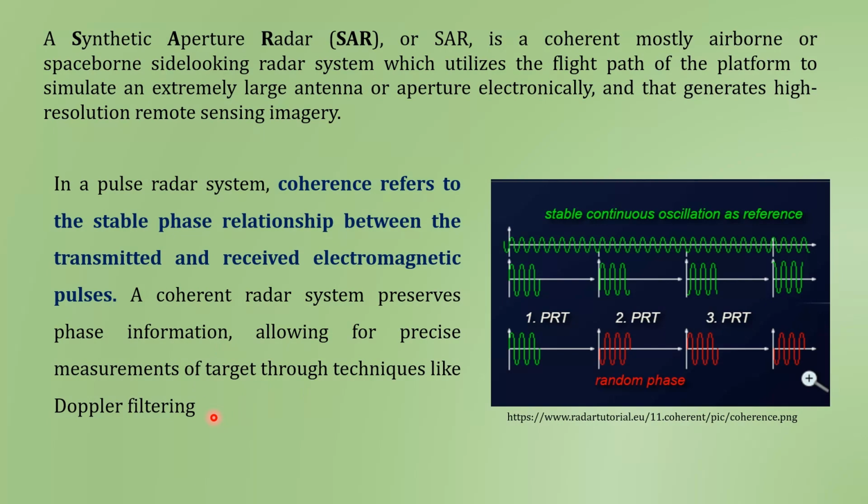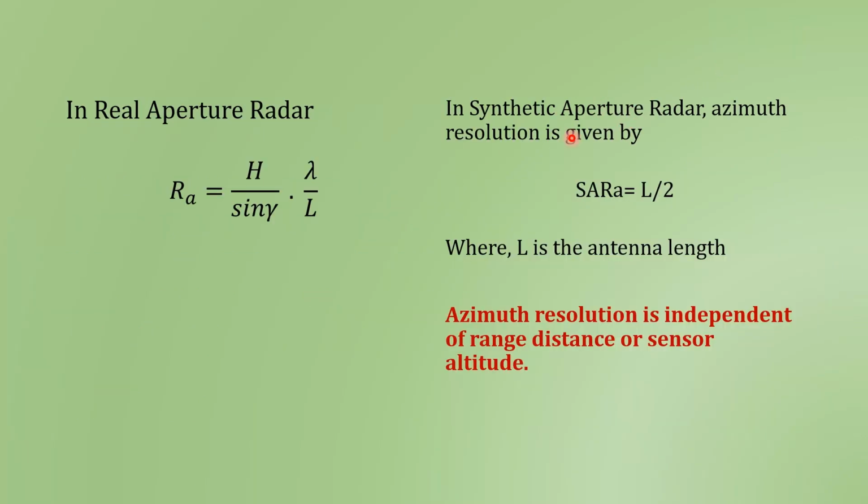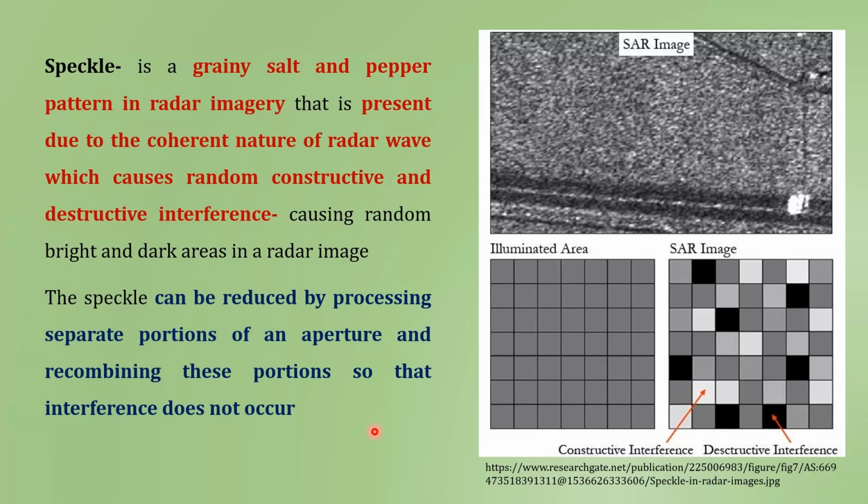Doppler filtering. In synthetic aperture radar, the azimuth resolution is given by L by 2, where L is the virtual length of the antenna. If you remember, in real aperture radar, this azimuth resolution was dependent on the height of the platform, depression angle, the wavelength used, and the antenna length. But in synthetic aperture radar, the azimuth resolution is independent of range distance or the sensor altitude. During the data acquisition in synthetic aperture radar, the problem of speckle occurs, and this is referred to as the noise in data collection.